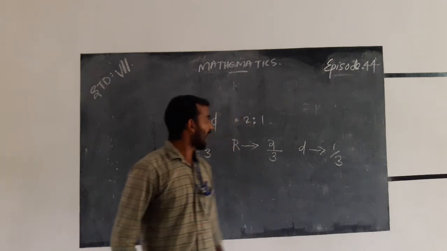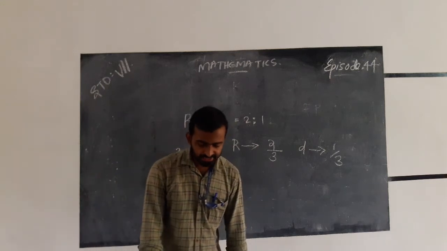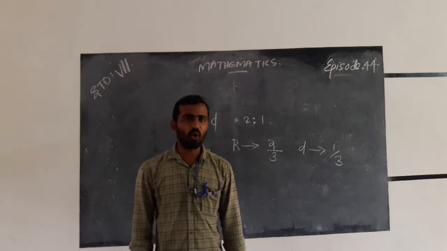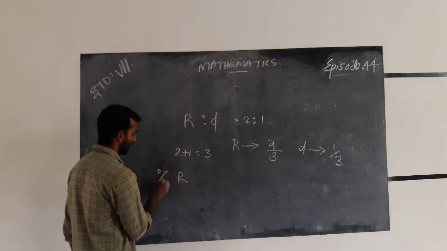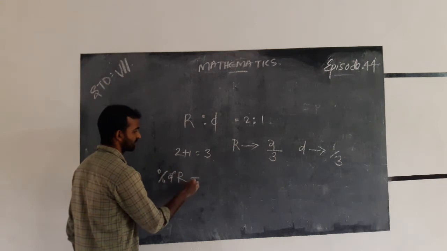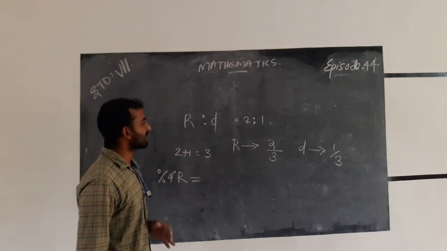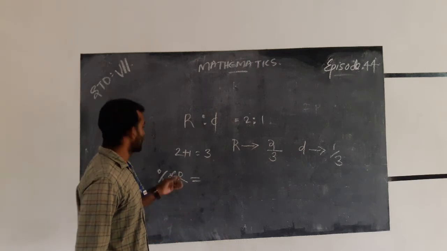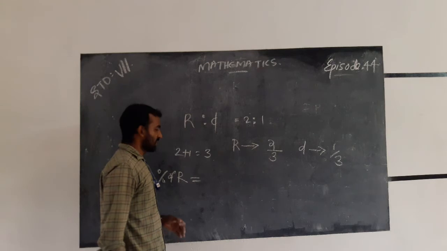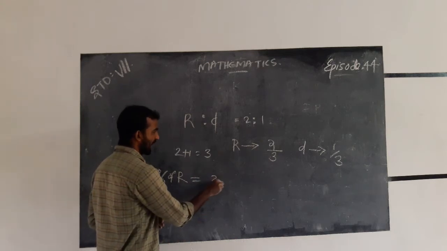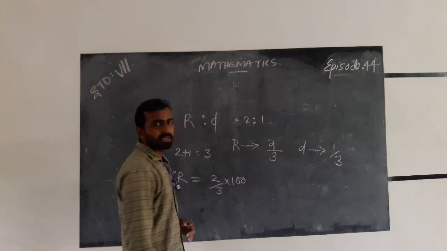Good. Okay. Next we take the percentage. When we take the percentage of rice, R means rice. When you write the note in your notebook, you must write R, the short form of rice. So that is 2 by 3 into 100%.